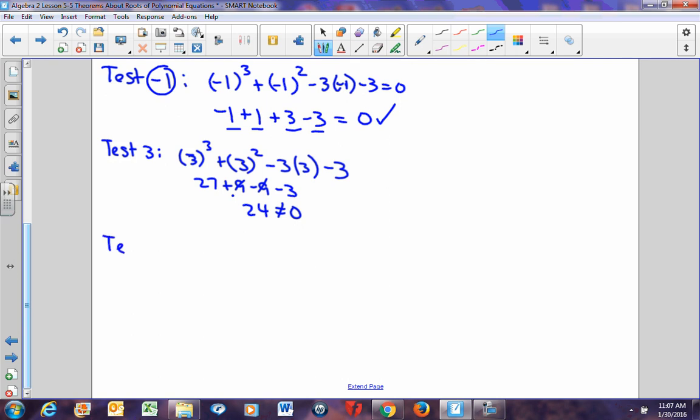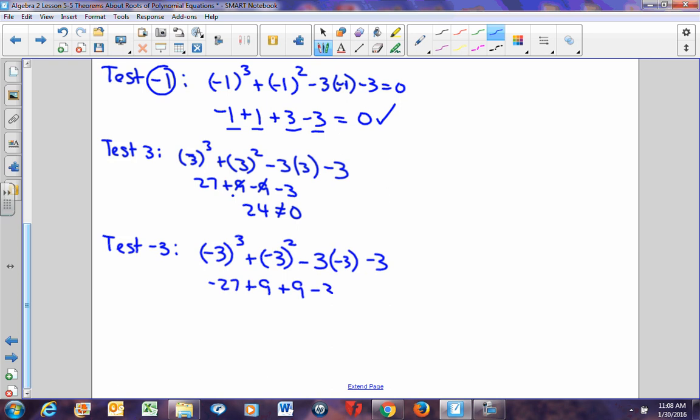So now I'm going to test -3. So I get (-3)^3 + (-3)^2 - 3 times (-3) - 3. So that's -27 + 9 + 9 - 3. -27 + 18 is going to give me -12. That does not equal 0. So the only possible root, the only rational root, is -1.